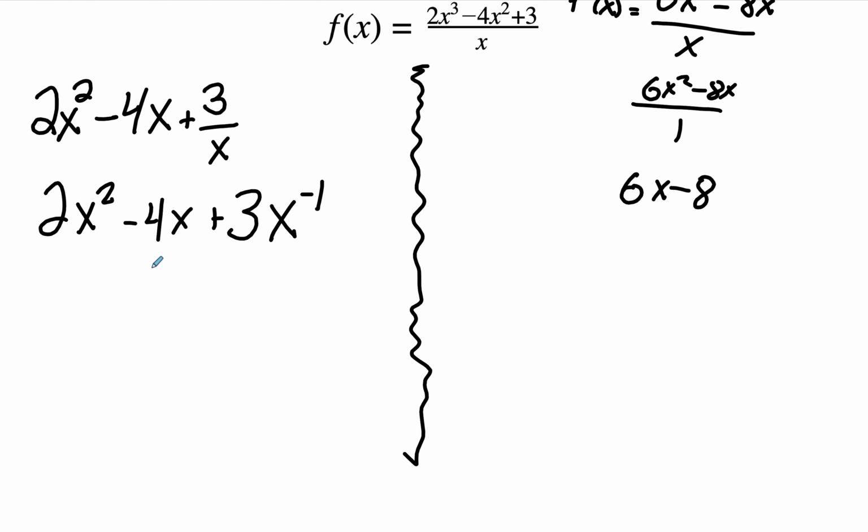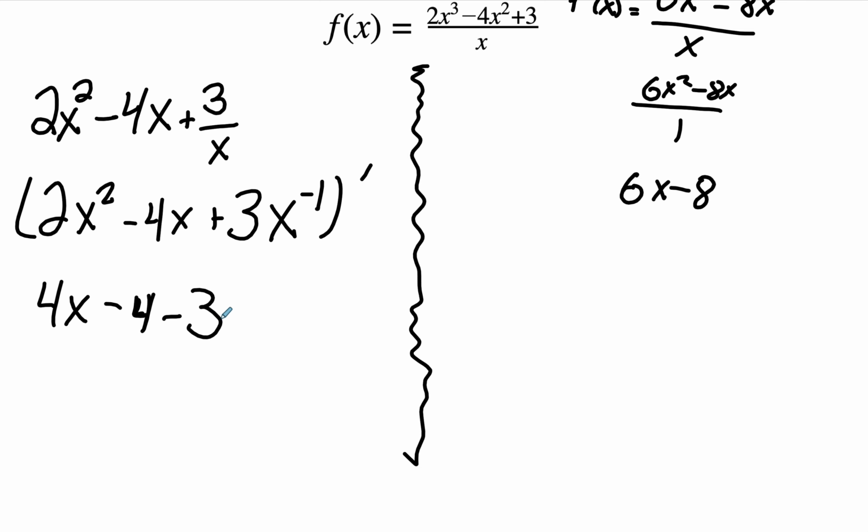Then if you use the power rule to get the derivative, you bring the power down, 4x. This one becomes minus 4 because the derivative of x is 1, so it's 4 times 1. Then the sum and the difference rules allow us to add this up. Then here I bring down the negative 1.